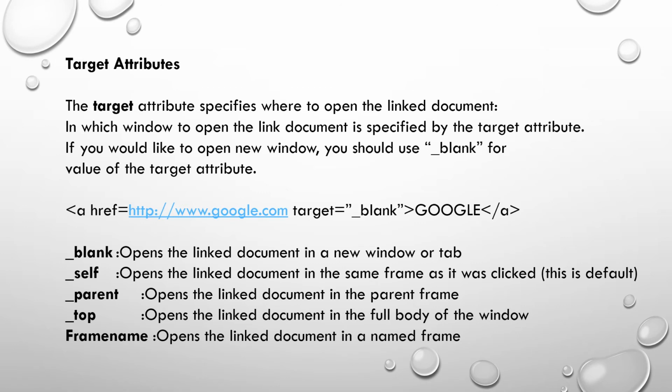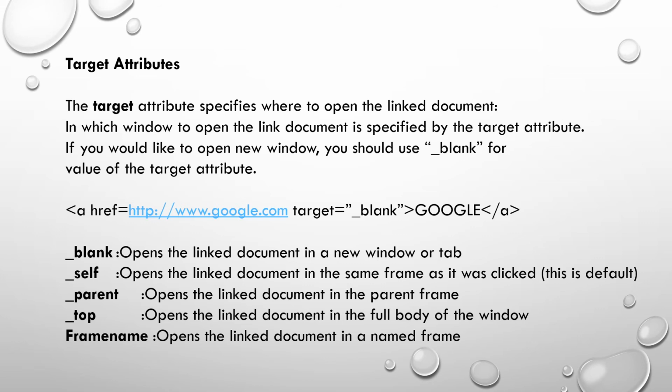Now another attribute of the anchor tag is the target attribute, which specifies where to open the linked document. HTML opens the linked document in the same window as it was clicked. This is the default one. If you want to open your linked document in a new window, you have to set your target to _blank. This is the example: href equals URL, target equals _blank, Google, and anchor tag close. Google is the hyperlink. If you click on this Google hyperlink, it opens www.google.com. By default it opens in the same window. If you set your target to _blank, it opens the output in a new window.